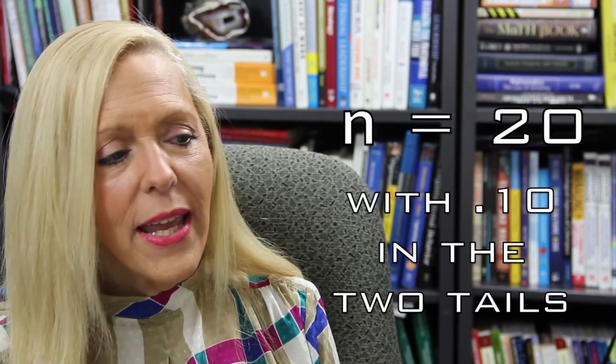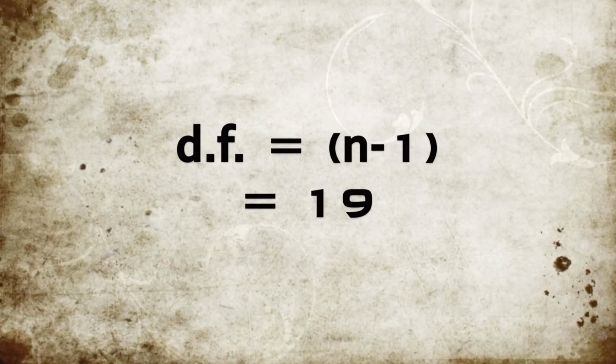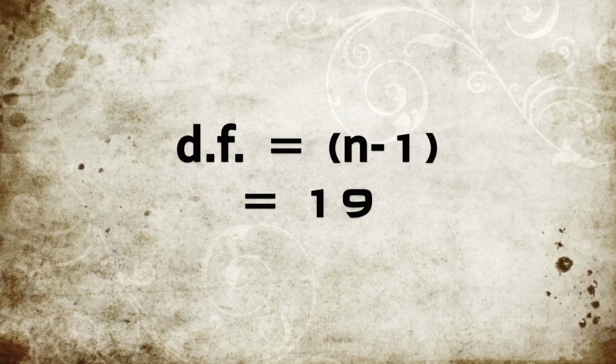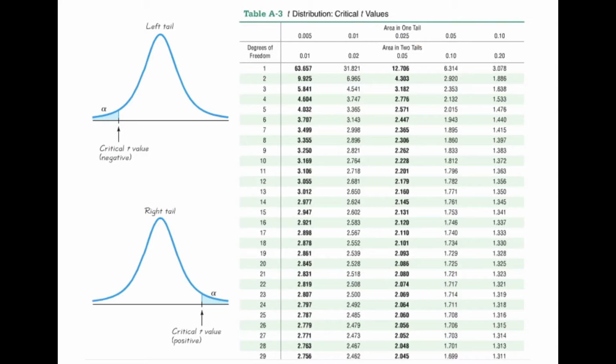Let's say you have n equals 20 in a 2-tailed test, with 0.10 in the 2 tails. First, find the degrees of freedom, which is n-1 or 19. Go down the left column to get the degrees of freedom of 19, and across the top we see the area in 2 tails of 0.10. Go down that column and across the row with degrees of freedom of 19 to get the value of 1.729.